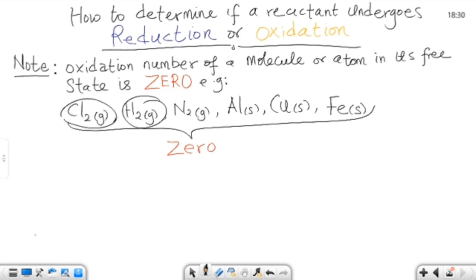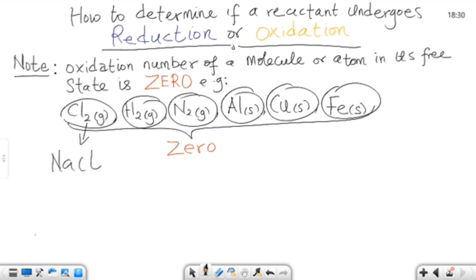Another example is hydrogen. We have nitrogen gas, we have aluminium, copper, and iron. All these atoms, when they are alone, not bonded with any atom, mean they are in the free state. Automatically, the oxidation number becomes 0. It's different from, for example, let's say you have sodium chloride. This is chlorine.